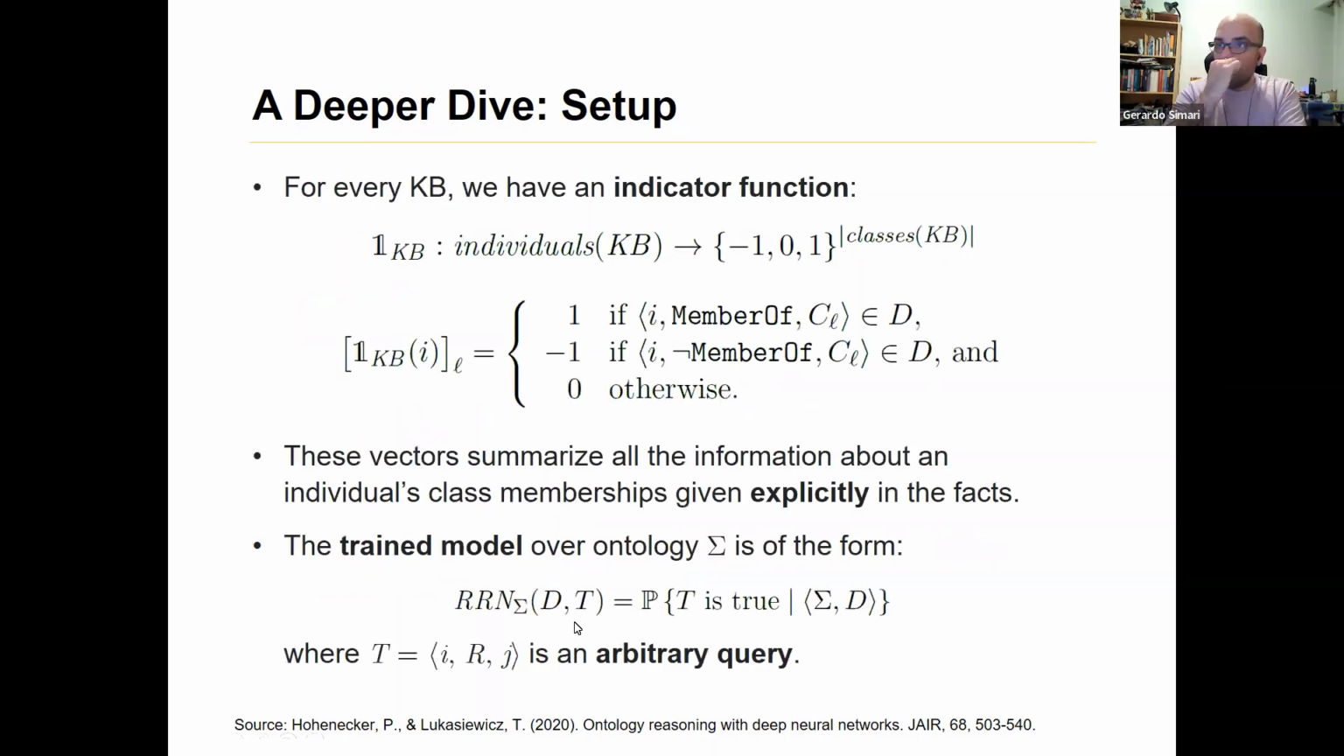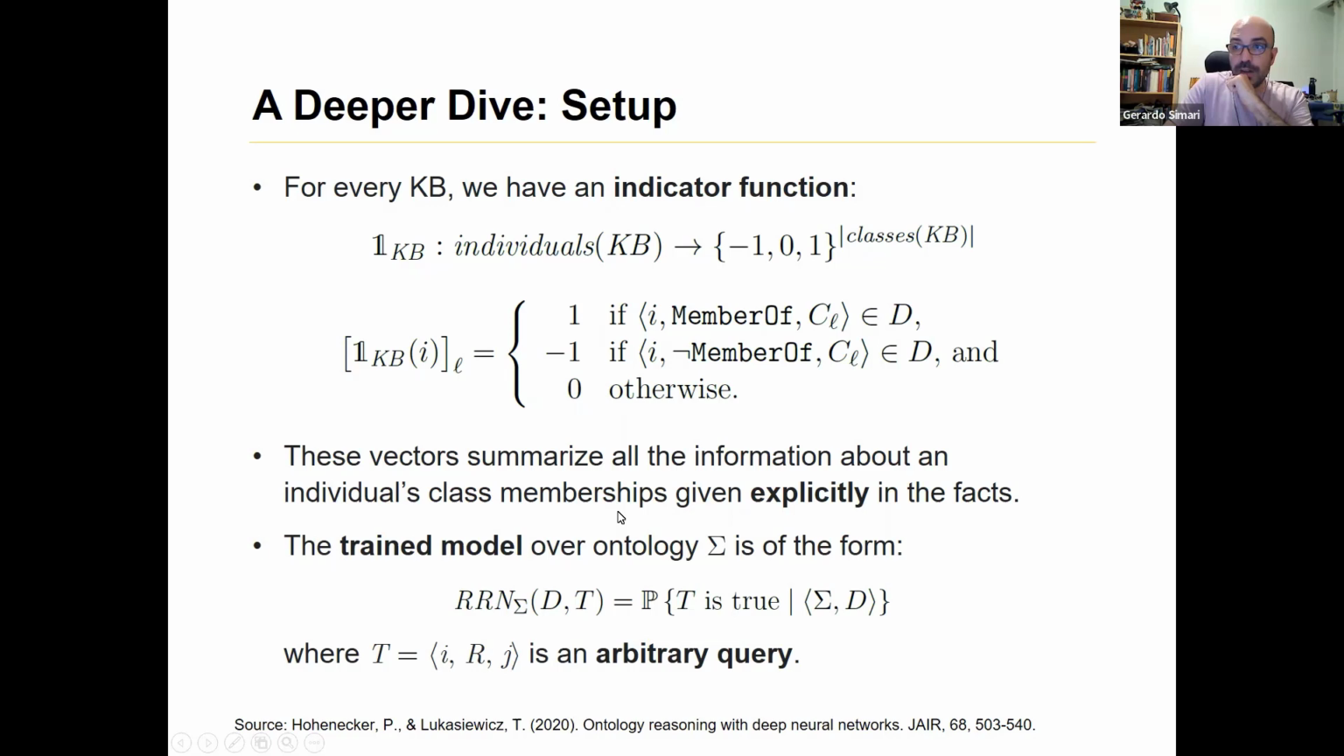And for every knowledge base, we'll have an indicator function that simply maps individuals to vectors. This will give us 1 in the position for the member of, or the not member of, and 0 otherwise. So -1 is for negation, 0 is for I don't know, and 1 is for membership. And as is usually done in machine learning approaches, the vectors will just summarize all the information about the individual's class membership given explicitly in the facts.